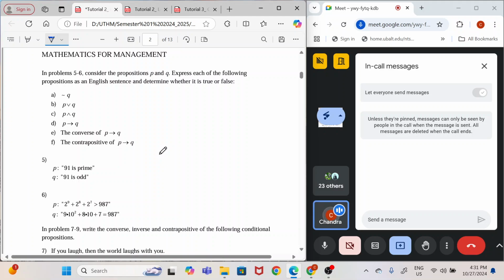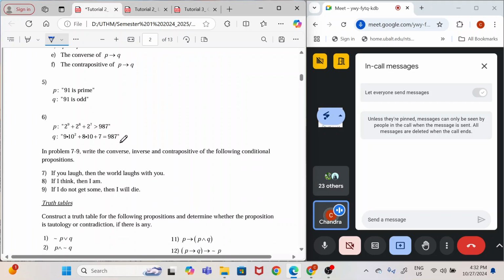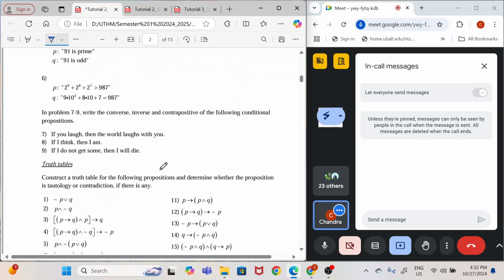This is also same in problem 5 to 6. Consider the proposition, express the following true and false, and this one also is same thing. Okay, you have to try all these things and see whether it's true or false. It should be easy. This is very easy.